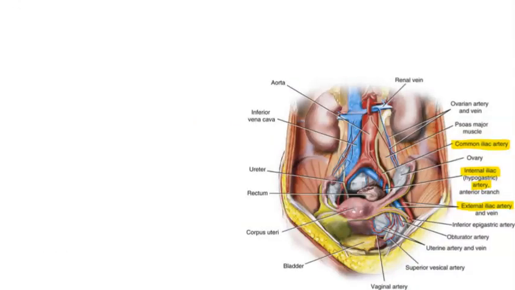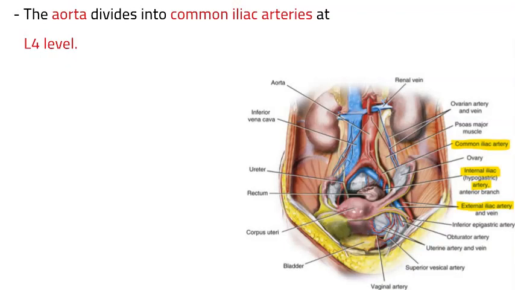Regarding the blood supply, this picture illustrates the blood supply of the pelvic region. Starting off with the abdominal aorta, it divides into the common iliac artery, then the external iliac artery and internal iliac artery. Then it branches off into all the smaller arteries like the inferior epigastric artery and obturator artery, depending on the organ they supply, such as the uterine artery and superior vesical artery.